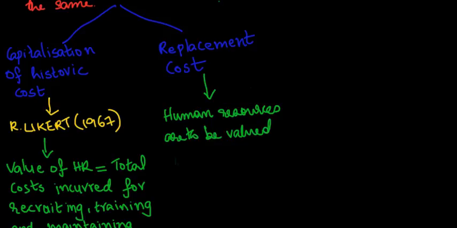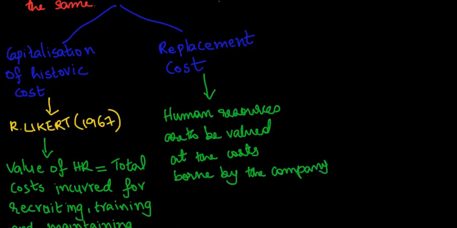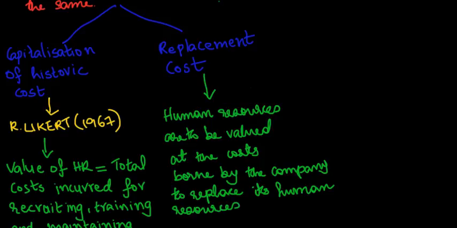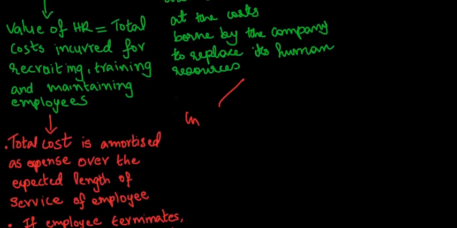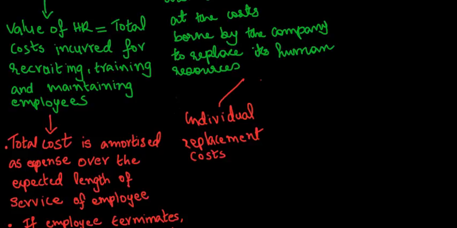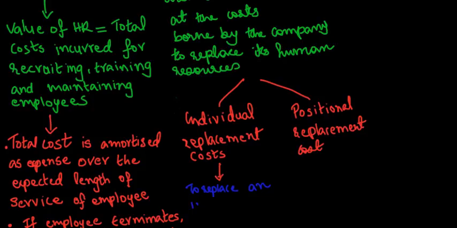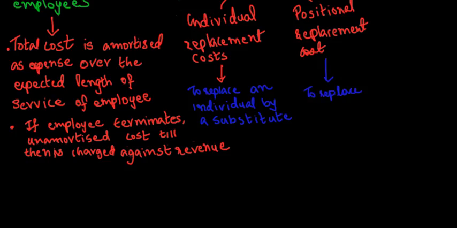This model says human resources are to be valued at the cost borne by the company to replace its human resource by an identical one. Replacement costs are of two types: individual replacement cost and positional replacement cost. Individual replacement costs are those costs incurred to replace an individual by a substitute who can provide the same set of services as that of the individual being replaced. Positional replacement cost refers to the cost of replacing the set of services required from a worker in a defined position.